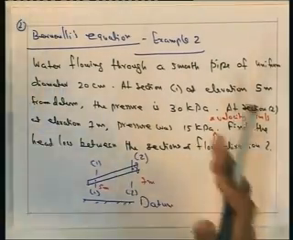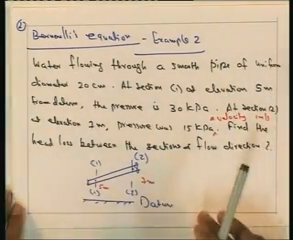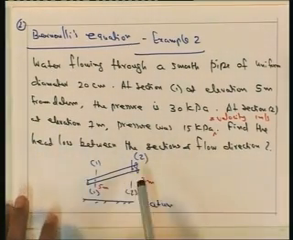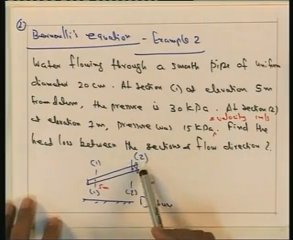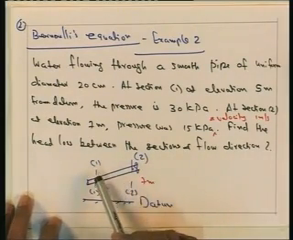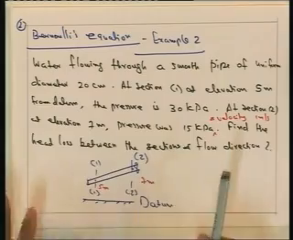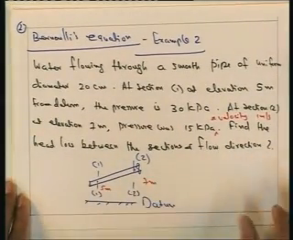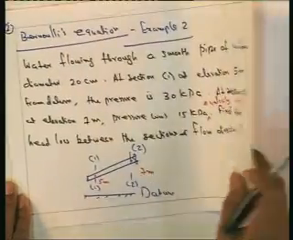This is one of the simple applications of Bernoulli's equation. Here a pipe flow is there, water is going through the pipe, the velocity is given at section 2, and the pressures are given at sections 1 and 2. We have to find the head loss between section 1 and 2 and the flow direction. This is one of the simplest applications of Bernoulli's equation.